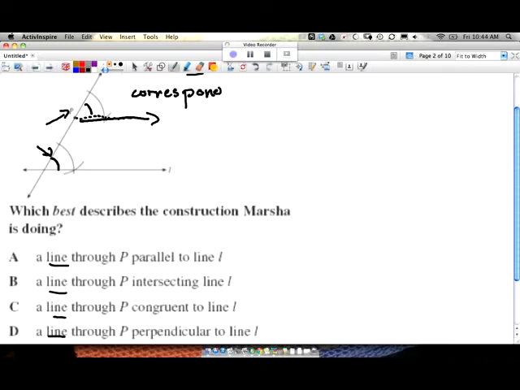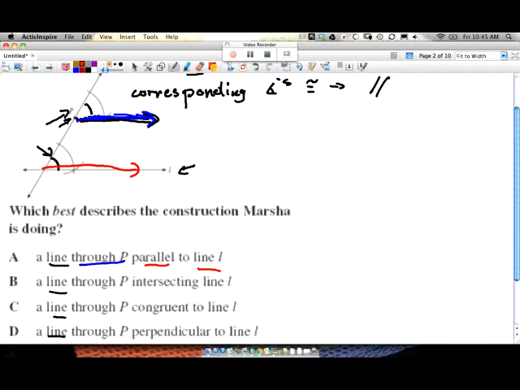But if these angles are copied, that would be like corresponding angles. And if corresponding angles are congruent, then we're going to get parallel lines. So now I think I have something that's happening. So is this a line through P right here that's parallel to line L? I think so. This line up here that I just drew in blue is going to be parallel to this line. So we're looking at a line through P that's parallel to L.